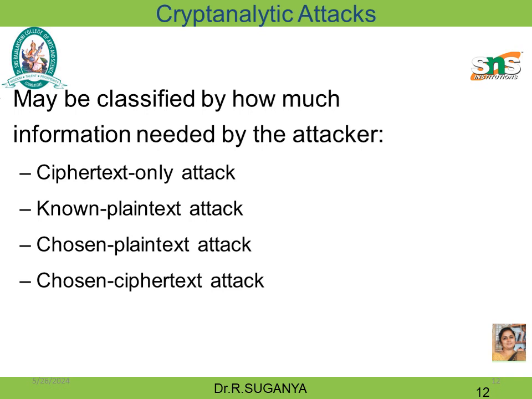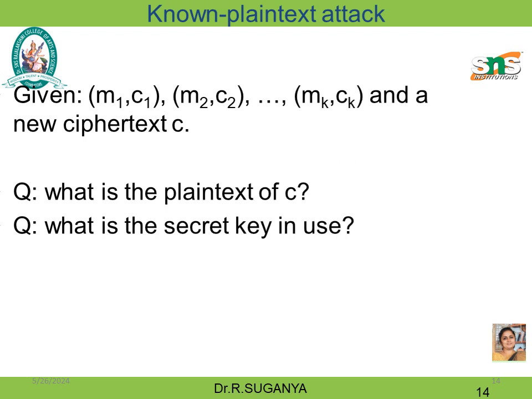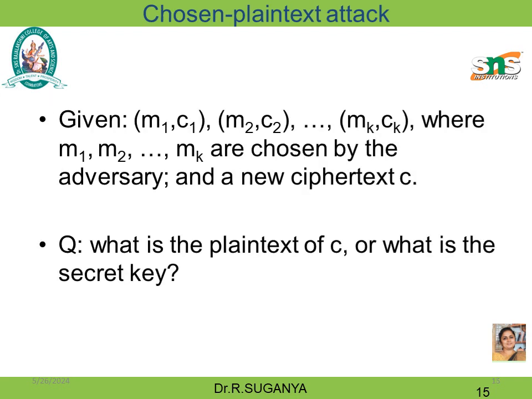Cryptanalytic attacks may be classified by how much information the attacker has: ciphertext only attack, known plain text attack, chosen plain text attack, and chosen ciphertext attack. In a ciphertext only attack, given a ciphertext, what is the plain text M? An encryption scheme is completely insecure if it cannot resist ciphertext only attacks. In a known plain text attack, given pairs M1 C1, M2 C2 to MK CK and a new ciphertext C, what is the plain text of C, or what is the secret key in use? In a chosen plain text attack, M1, M2 to MK are chosen by the adversary.